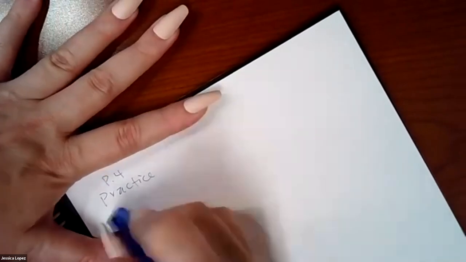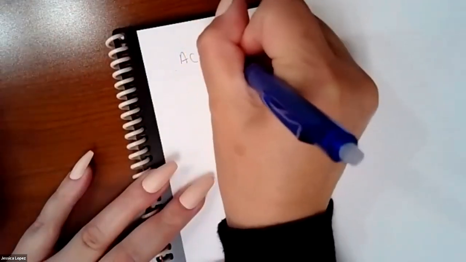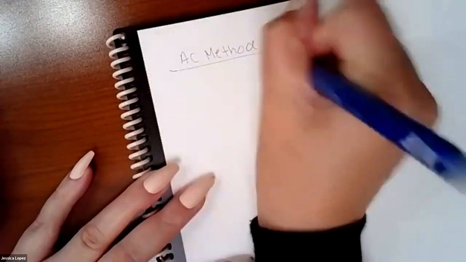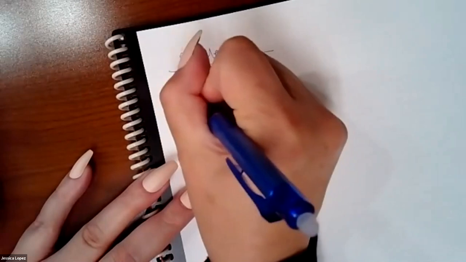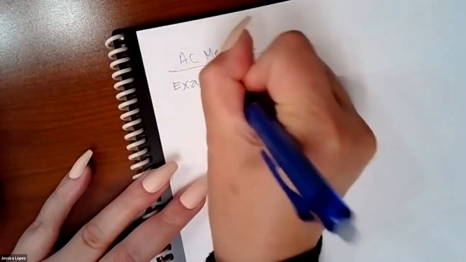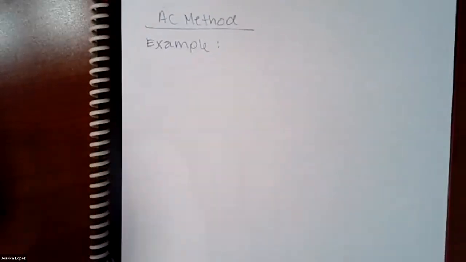I'm not going to do the practice just yet. So I want to talk about the AC method, and I'm going to have to come up with a problem on my own real quick. So give me one moment. Got to scribble something over here.